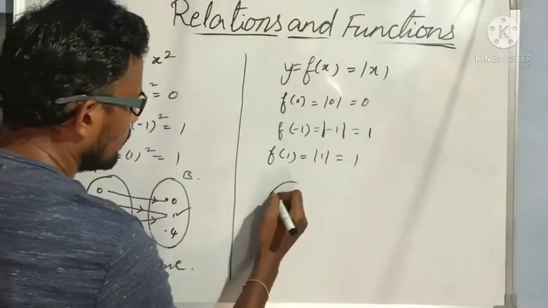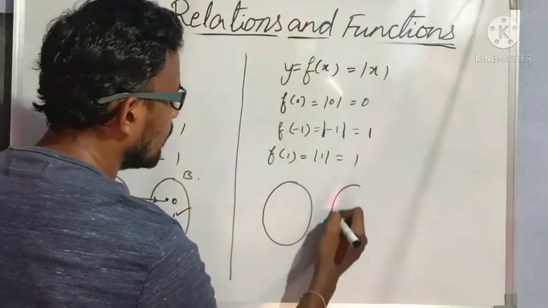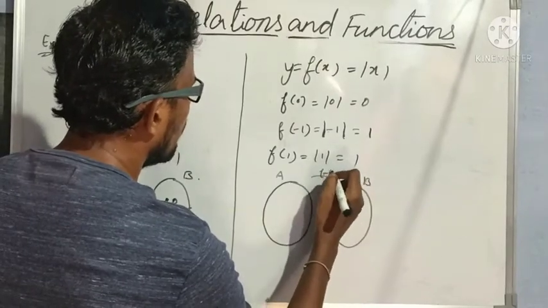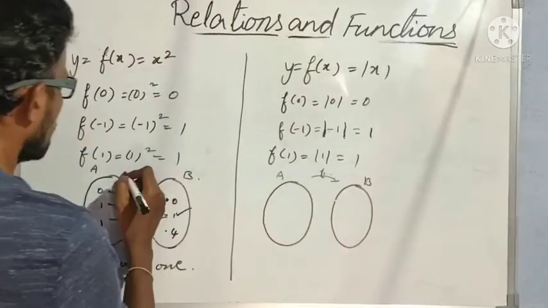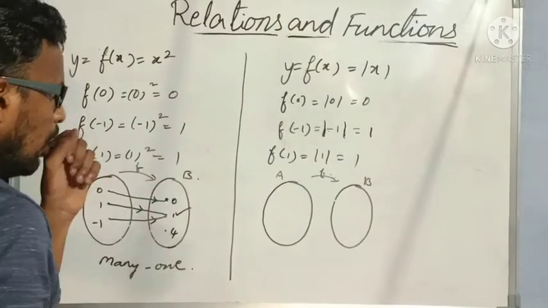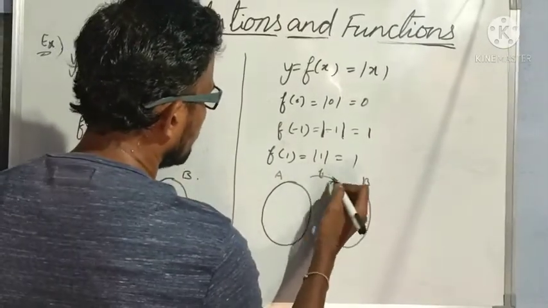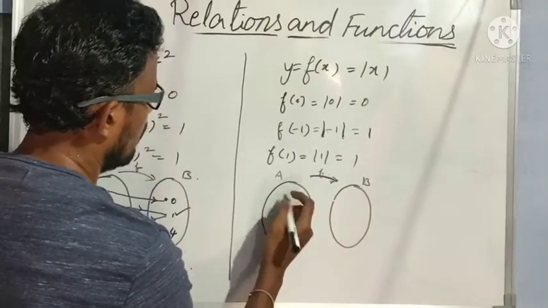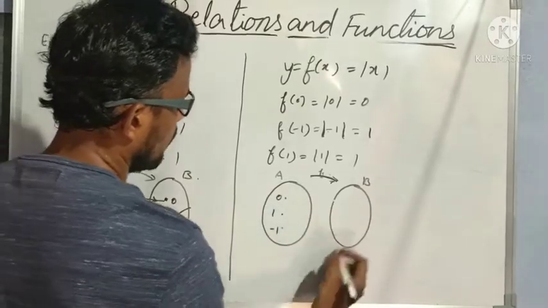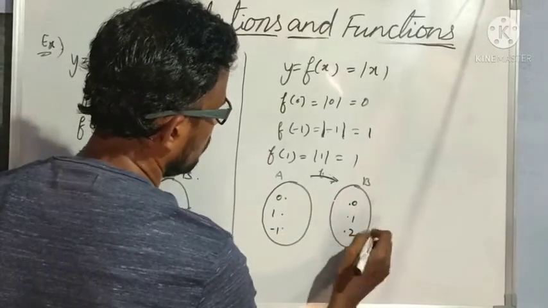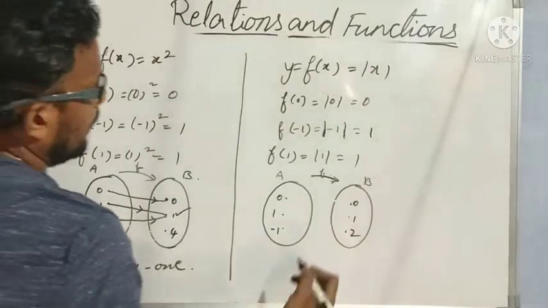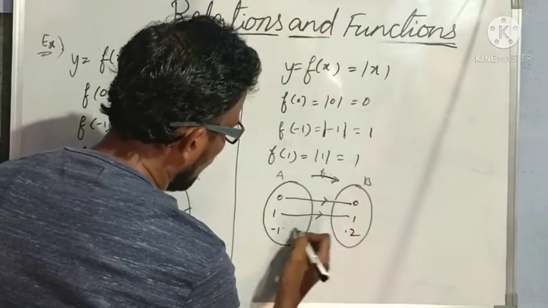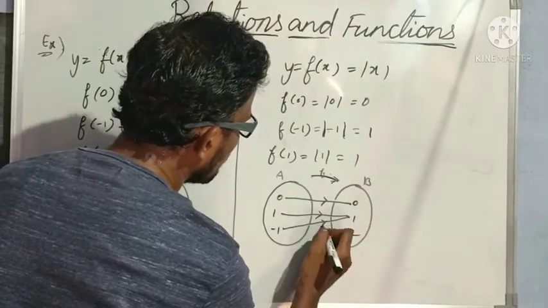So if I represent this in the form of an arrow diagram, here also set A and set B. Here this is a function f of x, not f. Okay? So here also function f from A to B. Here also I am getting three values 0, 1, minus 1 and 0, 1, 2, something like that. Now 0 is mapped to 0 only, 1 is mapped to 1 and minus 1 is also mapped to 1. Am I correct? Yes?